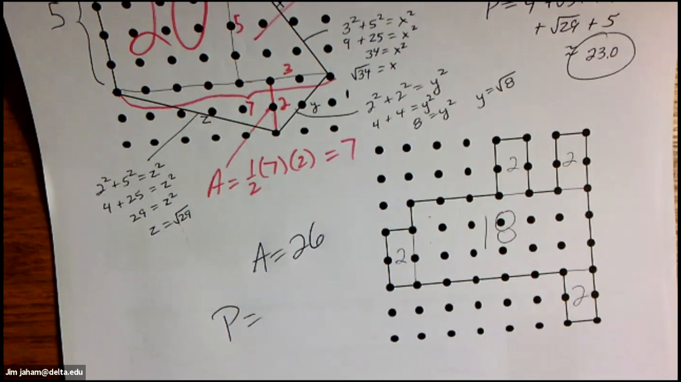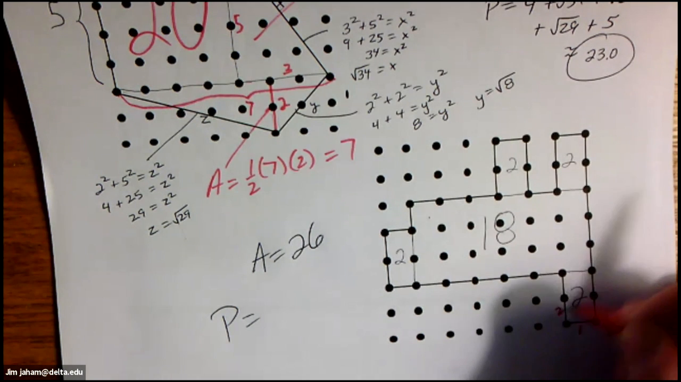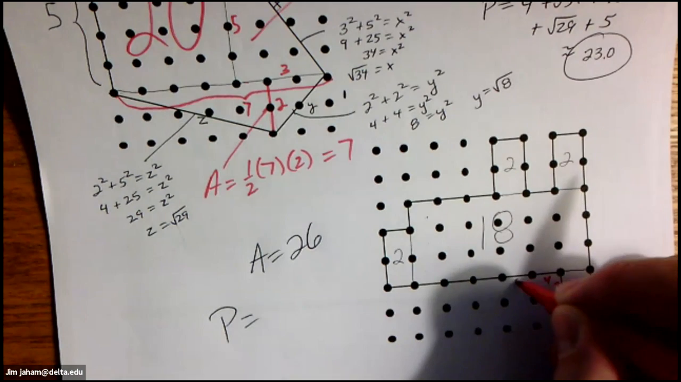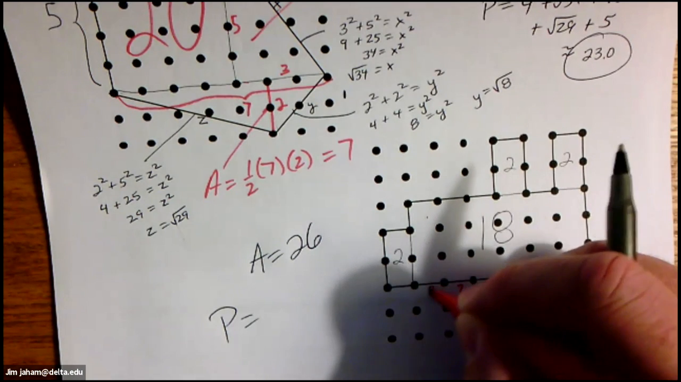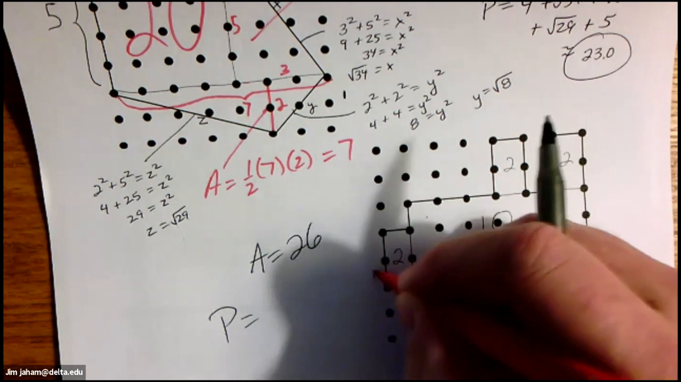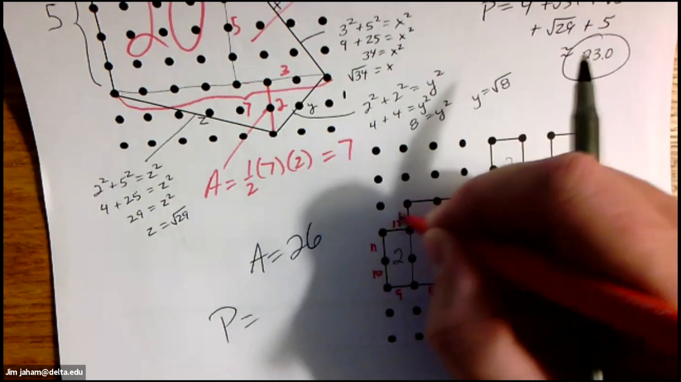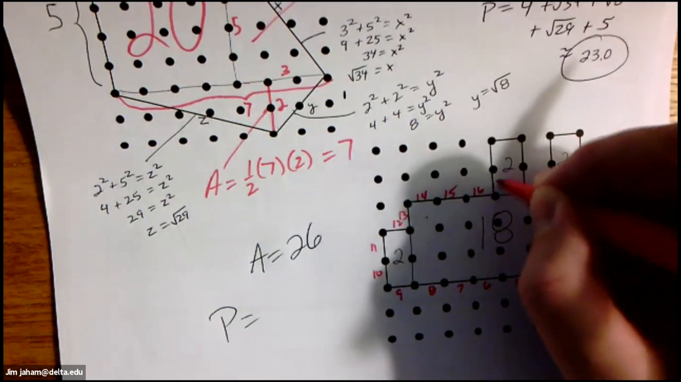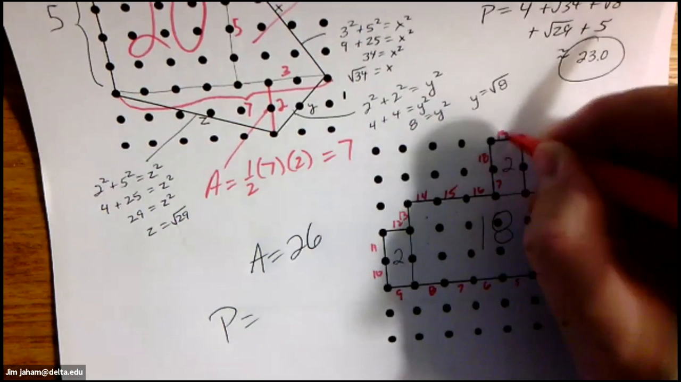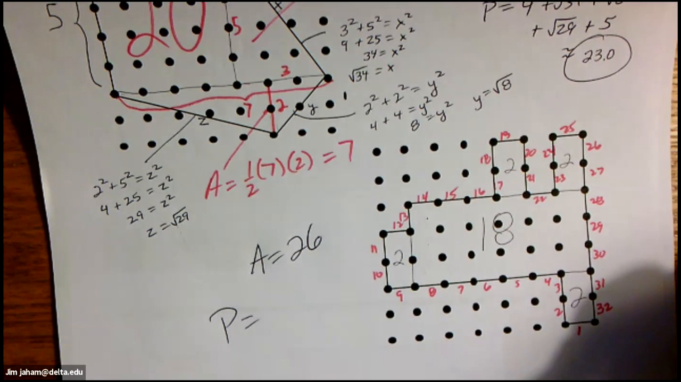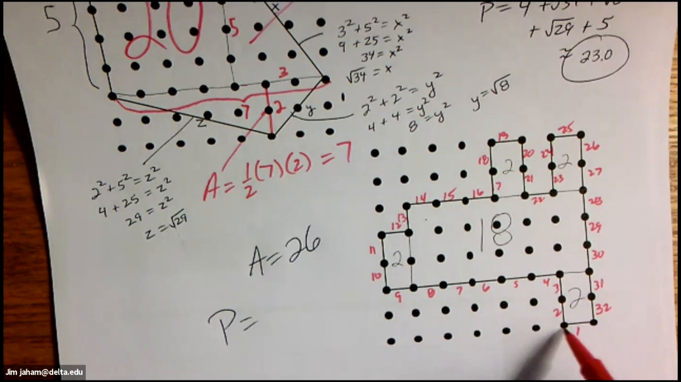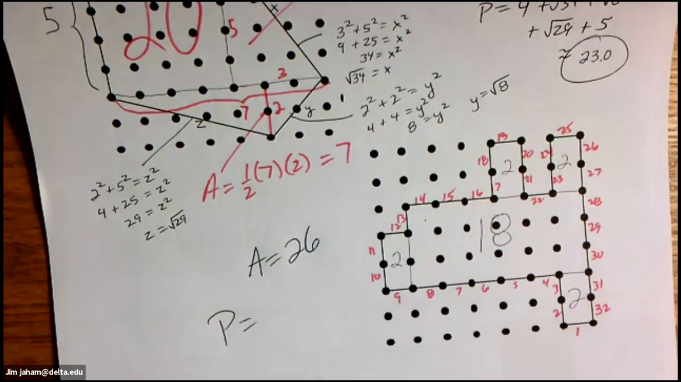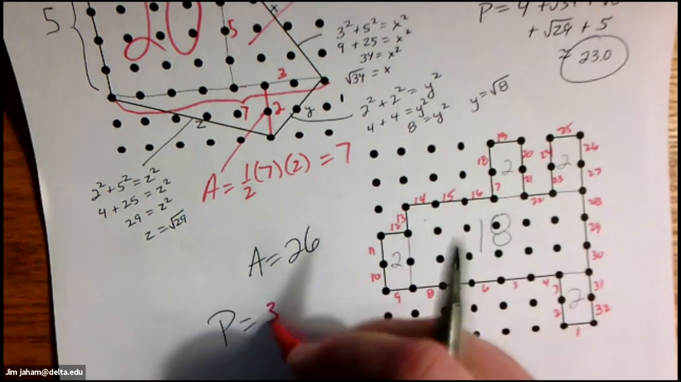And then if you want the perimeter, you can just walk around. So 1, 2, 3, 4, 5, 6, 7, 8, 9, 10, 11, 12, 13, and so on. And we end at 32. So the number of steps we would take all the way around is 32.